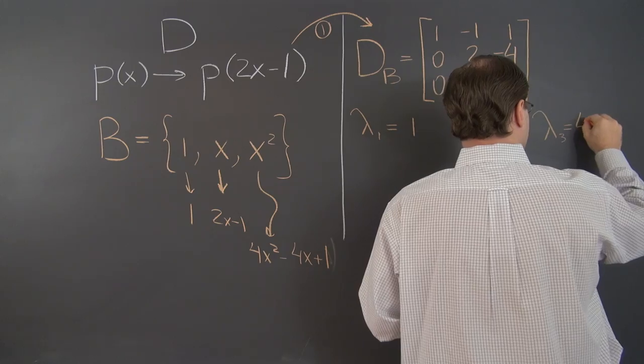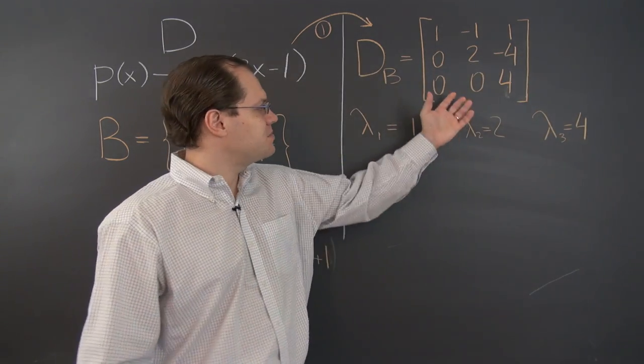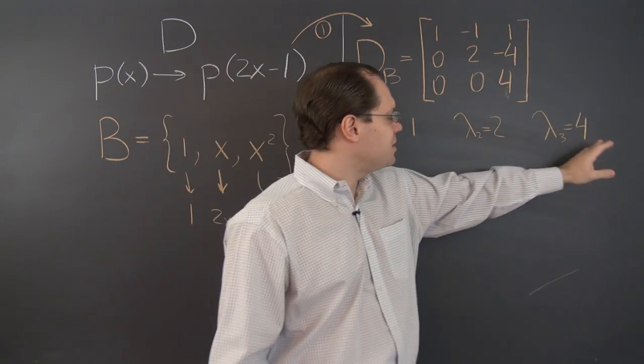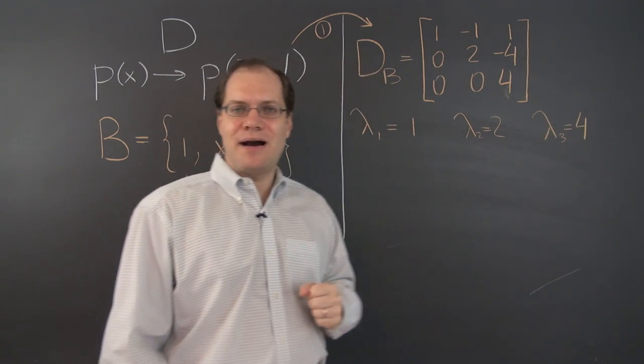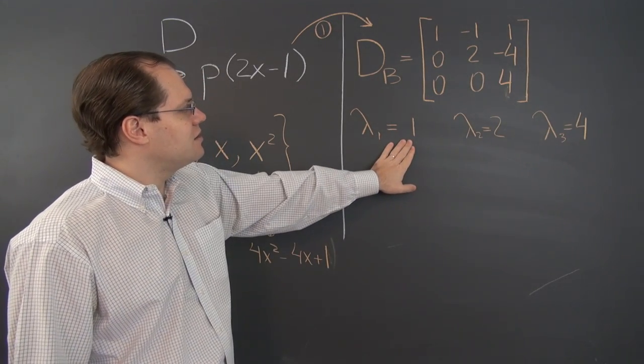which is 4. I wonder what we would have in the case of cubic polynomials when this matrix becomes 4 by 4. Would the next one be 8? And are we looking at powers of 2 here? A very interesting question.